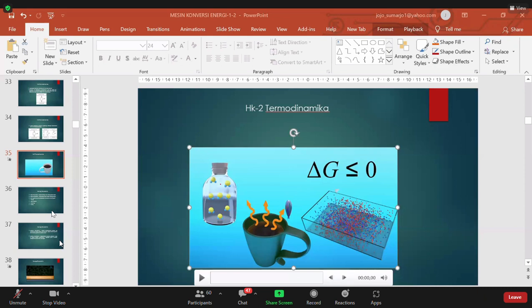Pak, izin bertanya, Pak. Boleh, silakan. Kalau konsepnya untuk panel surya itu bagaimana, Pak? Itu kan konversi juga, Pak. Konversi juga, ya. Energi yang masuk itu energi dalam bentuk foton, diserap dalam sel surya, kemudian dikonversi menjadi energi listrik, karena ada beda potensial di situ, ya.